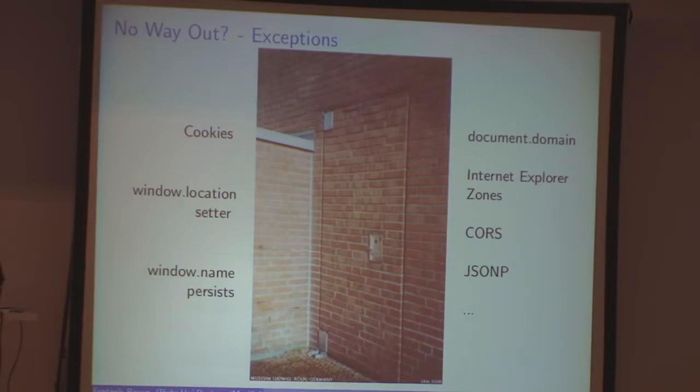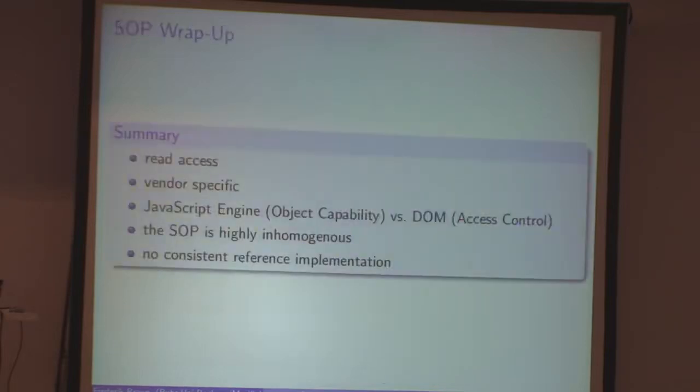And then there's JSONP, which is a way to bypass the same origin policy by including scripts, which are not really scripts but callbacks, and dozens more, which I could talk about for hours, but I don't think I have that much time. So we will shortly wrap up the same origin policy.